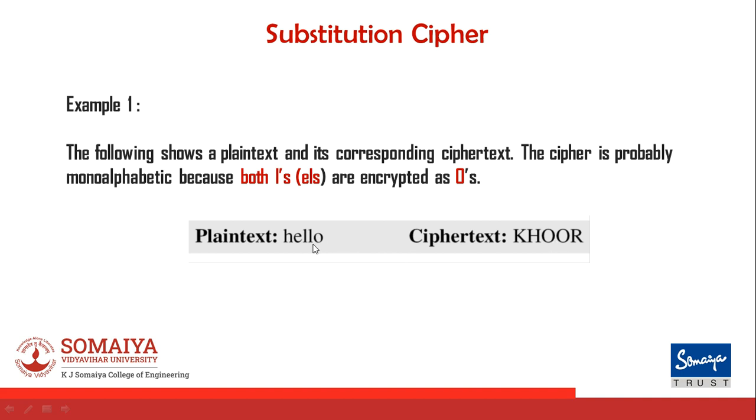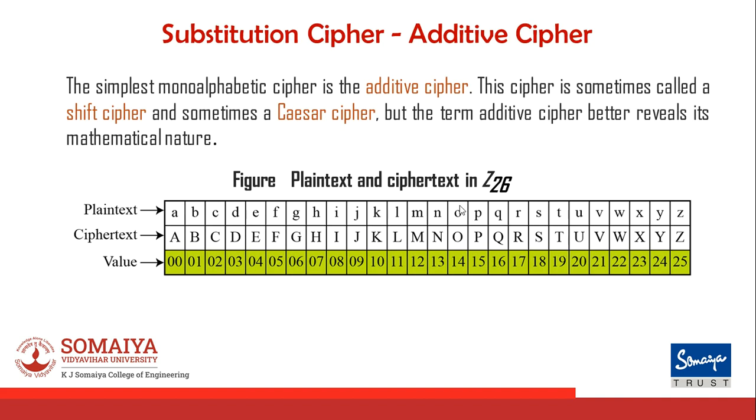If in my plain text two same symbols are there and in my ciphertext the symbols are different, then we can say that it's a polyalphabetic cipher. Regarding polyalphabetic cipher, we will take it in theory later. So in substitution cipher, we can say that there is the additive or shift cipher. The simplest monoalphabetic cipher is the additive cipher. This cipher is sometimes called a shift cipher and sometimes a Caesar cipher. But the term additive cipher better reveals its mathematical nature.